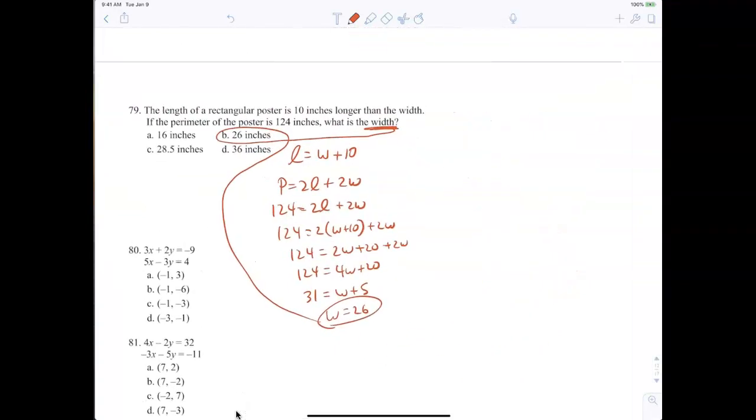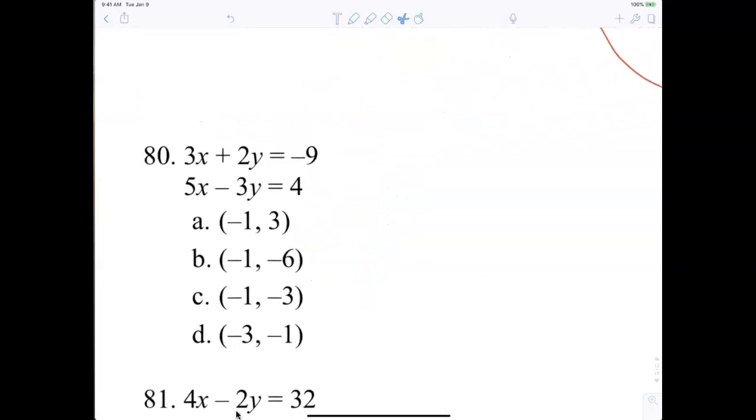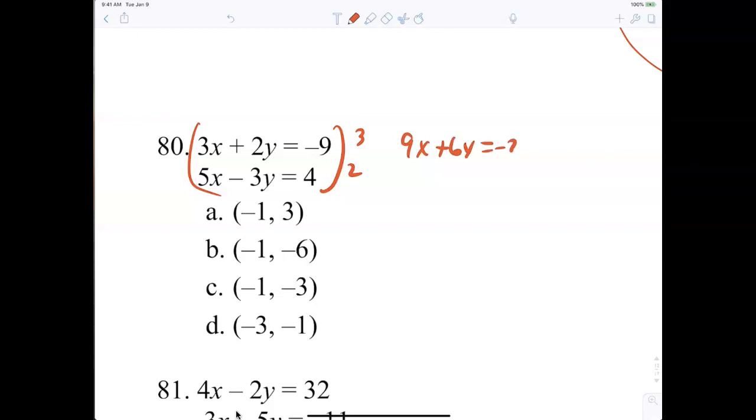Okay, so for number 80 now, what we want to do is solve, right? So to do this, it looks like I'm going to have to multiply both of them. All right, so I'm going to have to multiply the top by 3 and the bottom by 2. So 9x plus 6y equals -27. And then 10x minus 6y equals 8. Remember, we did that because we want to eliminate one of the variables. All right?